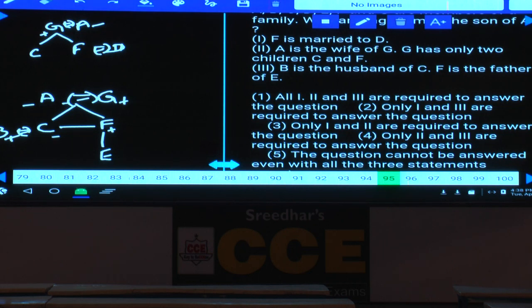Are you getting the answer or not? Who is the son of A? F is the son of A. And by combining which two are we getting the answer here? Only by combining 2 and 3, choice 4 is the answer. Now this is about question number 91 to 95, data sufficiency based on 3 statements. Then afterwards, question numbers 96 to 100.